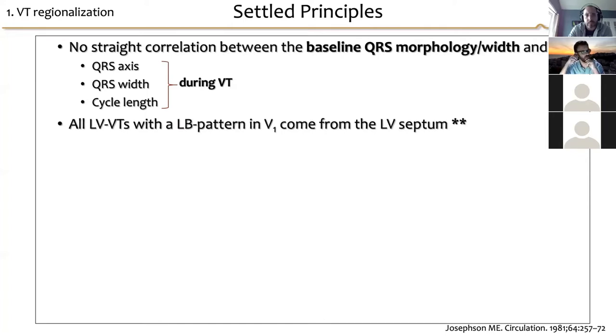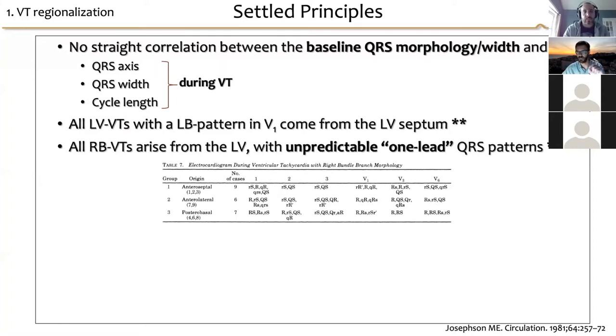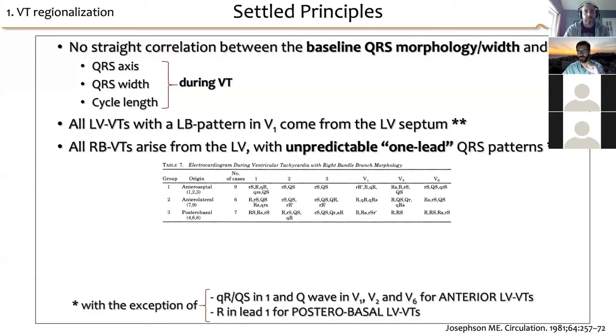Another aspect is that all left ventricular VTs with a left bundle pattern in V1 come from the left ventricular septum. This is a settled principle. This is quite a rule, and it's usually it. But I will comment on that in my next slide. The next thing is that all right bundle VTs arise from the left ventricle. I will also comment on that, because we may get to some exceptions to this very important rule. And the truth is that we cannot use only one lead in order to ascertain the exact region of origin of the VT, with only two exceptions.